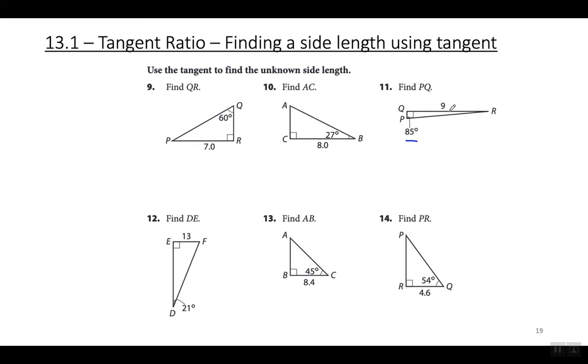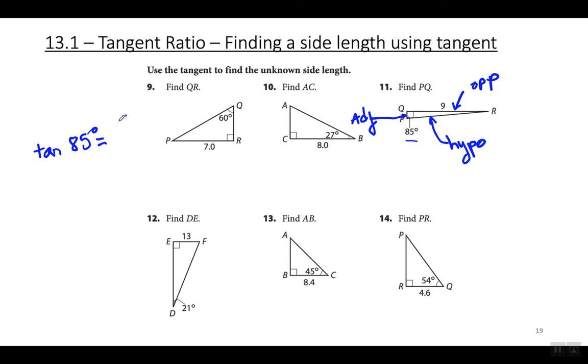So if angle Q is the right angle, that means that this side is the hypotenuse. Okay, so from the point of view of the only angle they gave us the measurement of, which is angle P, which is 85 degrees, this side is the adjacent side, and this side is the opposite side. Okay, so the tangent of angle P, the tangent of 85 degrees, is going to equal the opposite side divided by the adjacent side.